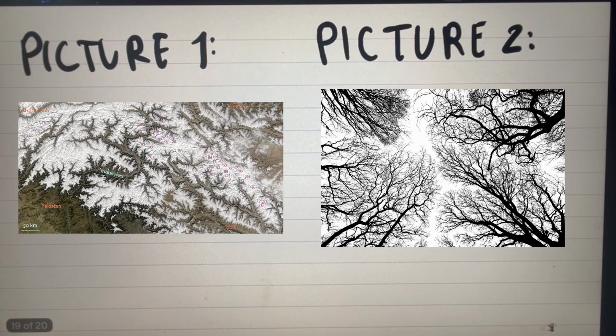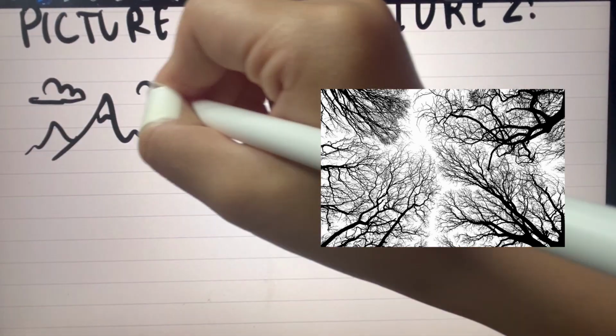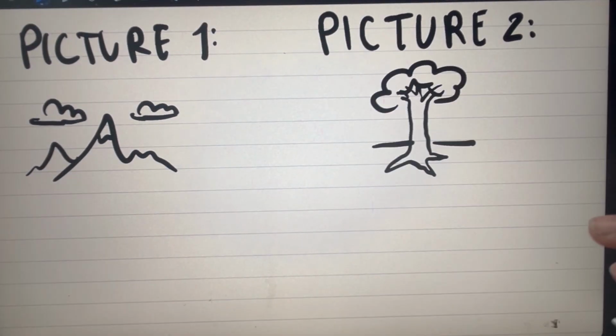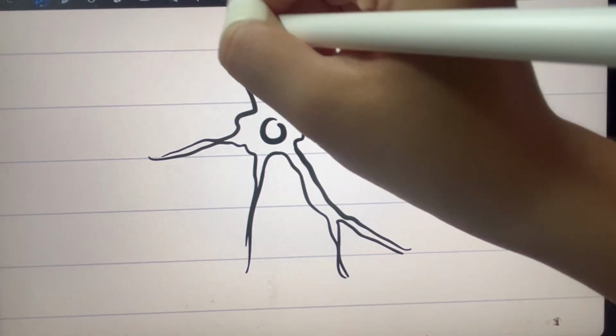Okay, I want you to take a look at these pictures. The first one is a mountain, and the second photo has trees. This pattern is familiar to you, isn't it? It's a natural phenomenon that you're used to seeing. It's within the patterns of lightning, cracks on the sidewalk, and even our neurons have the same pattern.